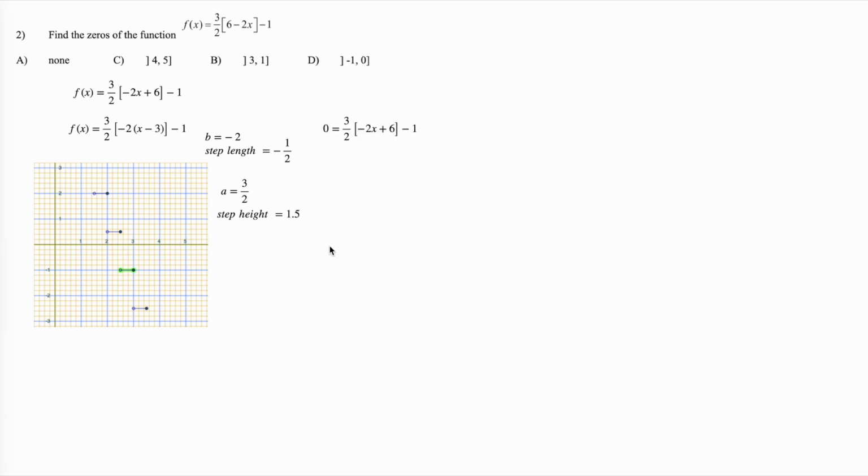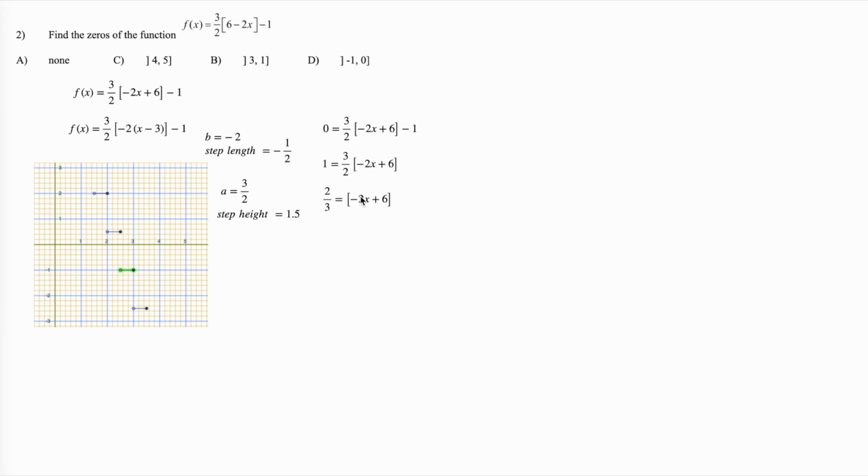If we do that algebraically, I'm going to start off with this. I'm going to set the f of x, or the y value, equal to 0. Then I'm going to add 1 to both sides. I'm going to divide both sides by 3/2, or multiply by the reciprocal of 3/2, which is 2 over 3. That gives me 2 over 3 is equal to the greatest integer of negative 2x plus 6.